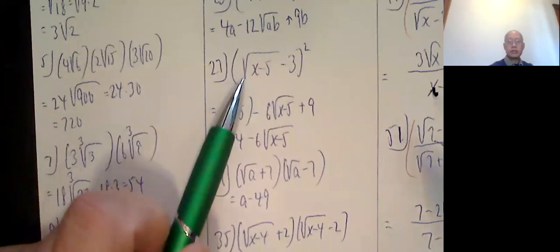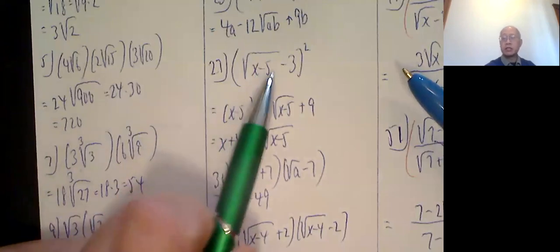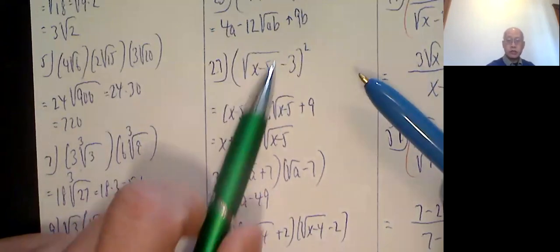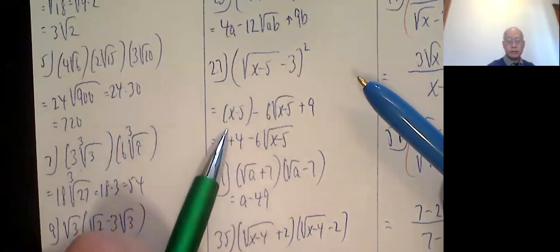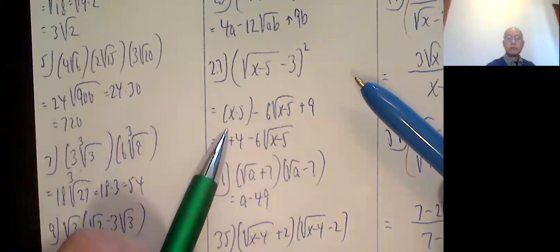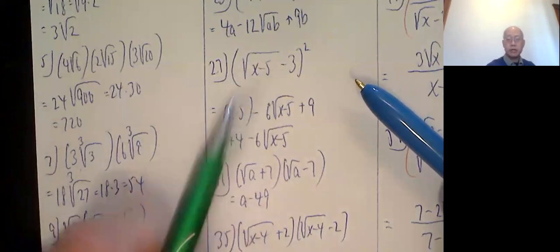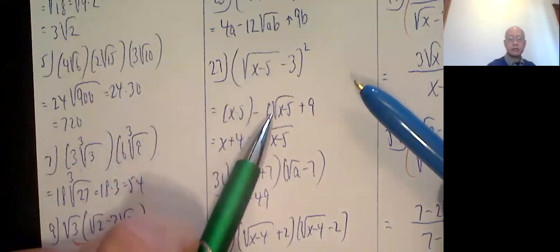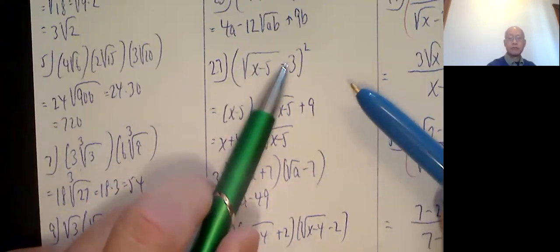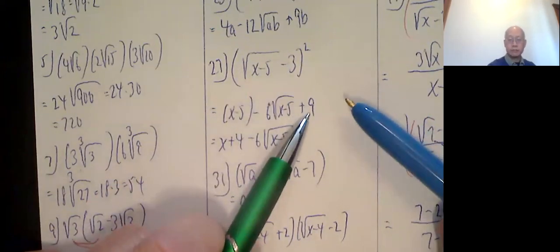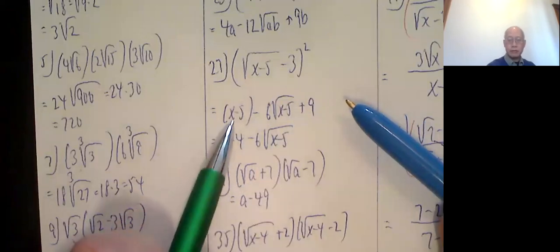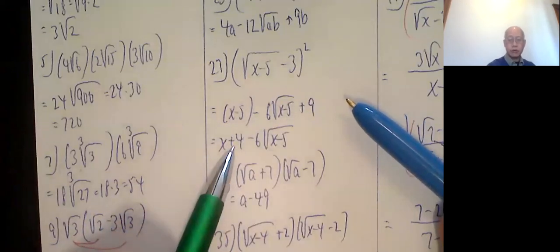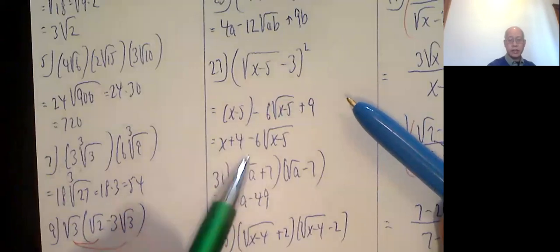This one's a little harder, but it still fits the mode of a minus b quantity squared. So I square this, x minus 5, minus 2ab, 2 times 3, 6, times radical x minus 5, plus b squared, 3 squared is 9. And clean it up, negative 5 and a 9, 4, x is here, that stays the same.